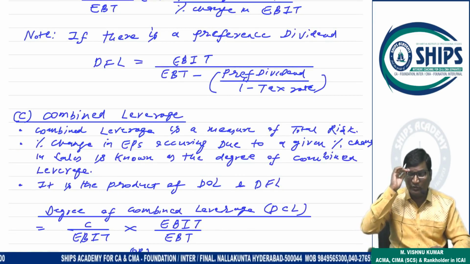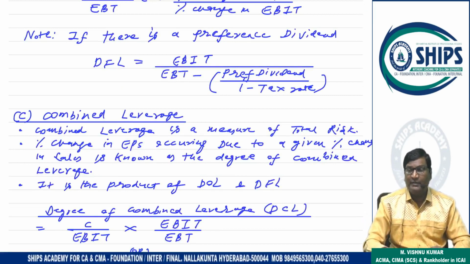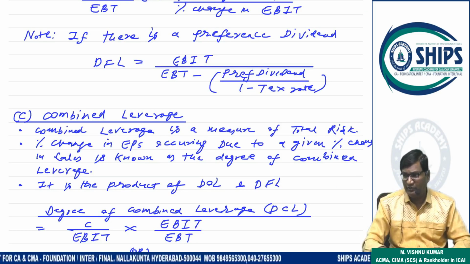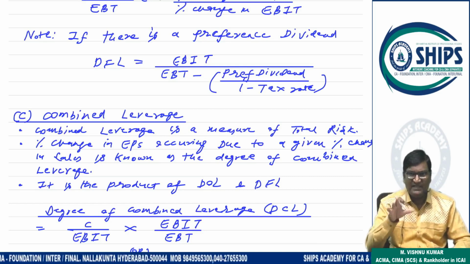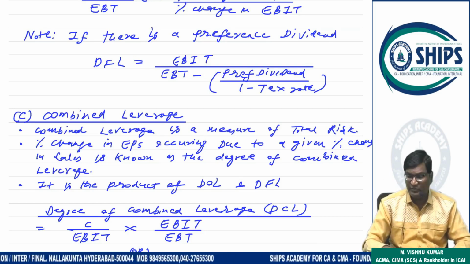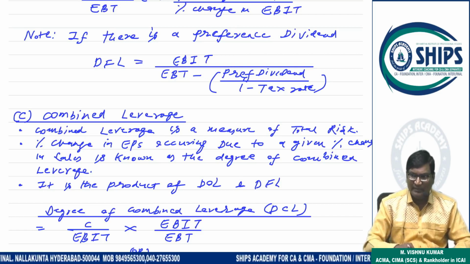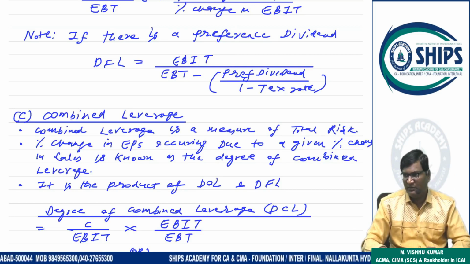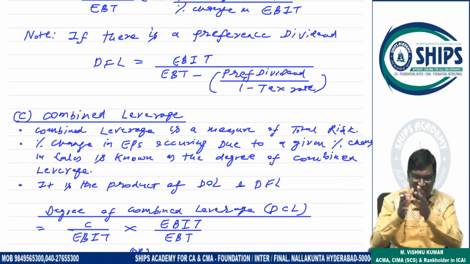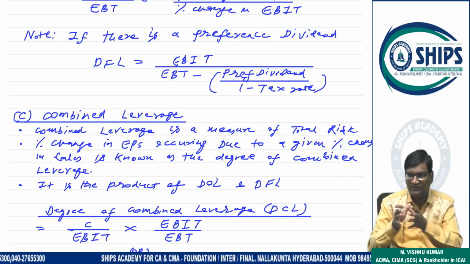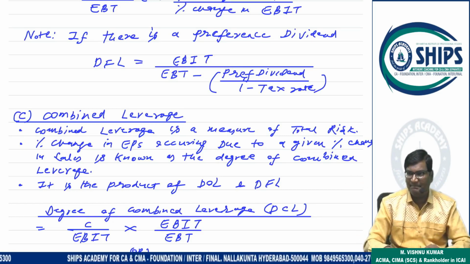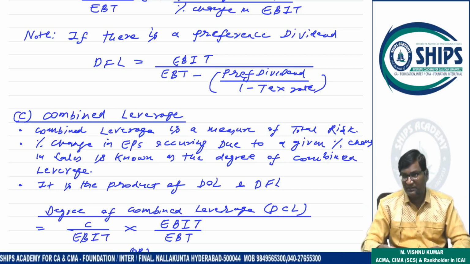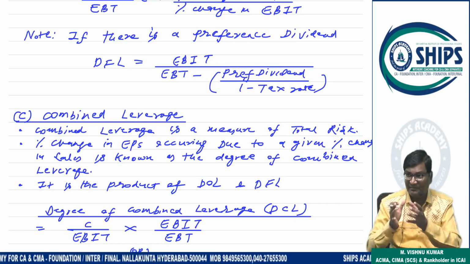Now one more leverage is also used, that is combined leverage. Combined leverage means if you want to check the total risk of the business, business risk also, finance risk also, then combined leverage is used. Combined leverage is the combination of business risk and finance risk. Multiply both: operating leverage into financial leverage. Sorry, operating leverage into financial leverage will give combined leverage. Don't add, multiply.